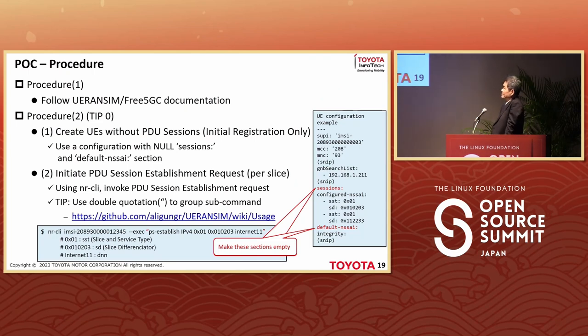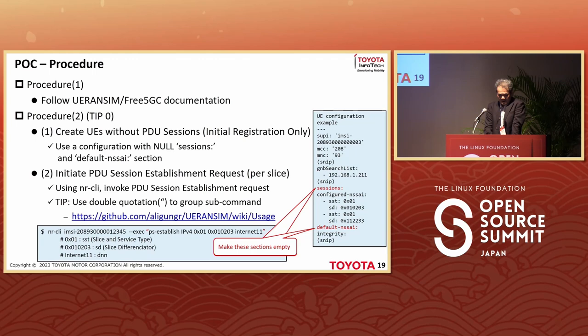And the procedure of setting up the UEs, virtual vehicles, is like this. But simply speaking, the Free5GC and UERANSIM communities provide good documentation, and just by following it, you also can set up a working 5G network stack, I think.